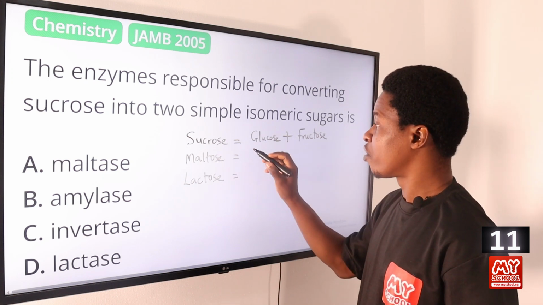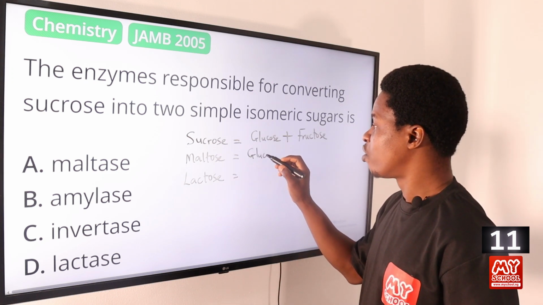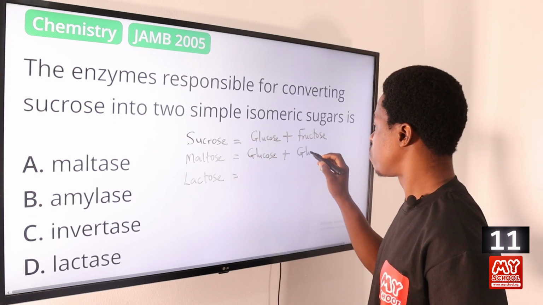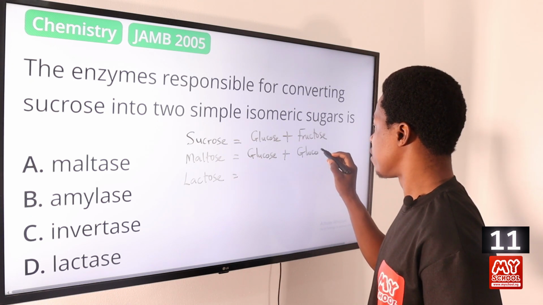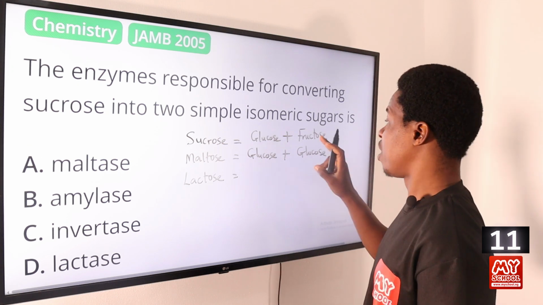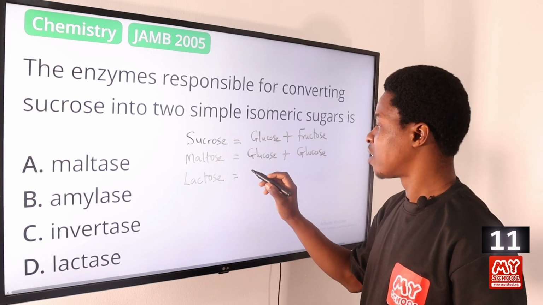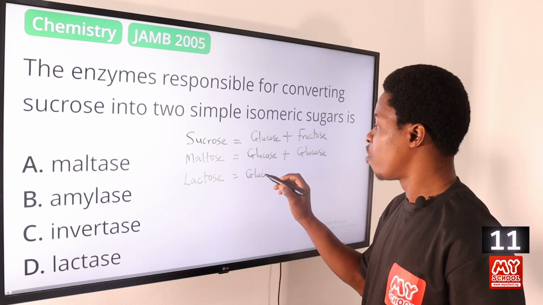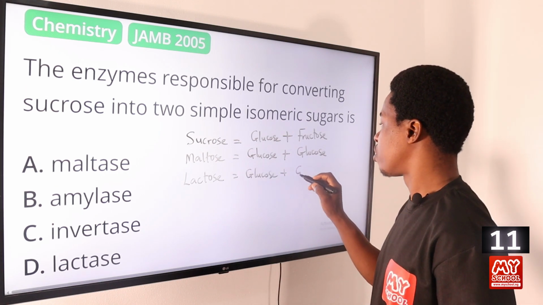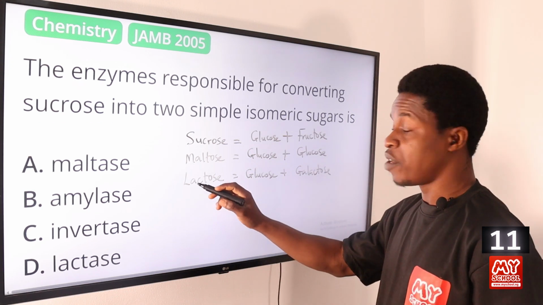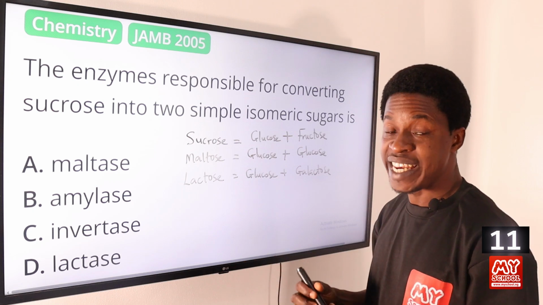Maltose is actually made of 2 moles of glucose: 1 mole of glucose reacting with another mole of glucose gives us maltose. And then lactose is 1 mole of glucose reacting with 1 mole of galactose. These give us lactose, the milk sugar, the sugar that we have in milk.